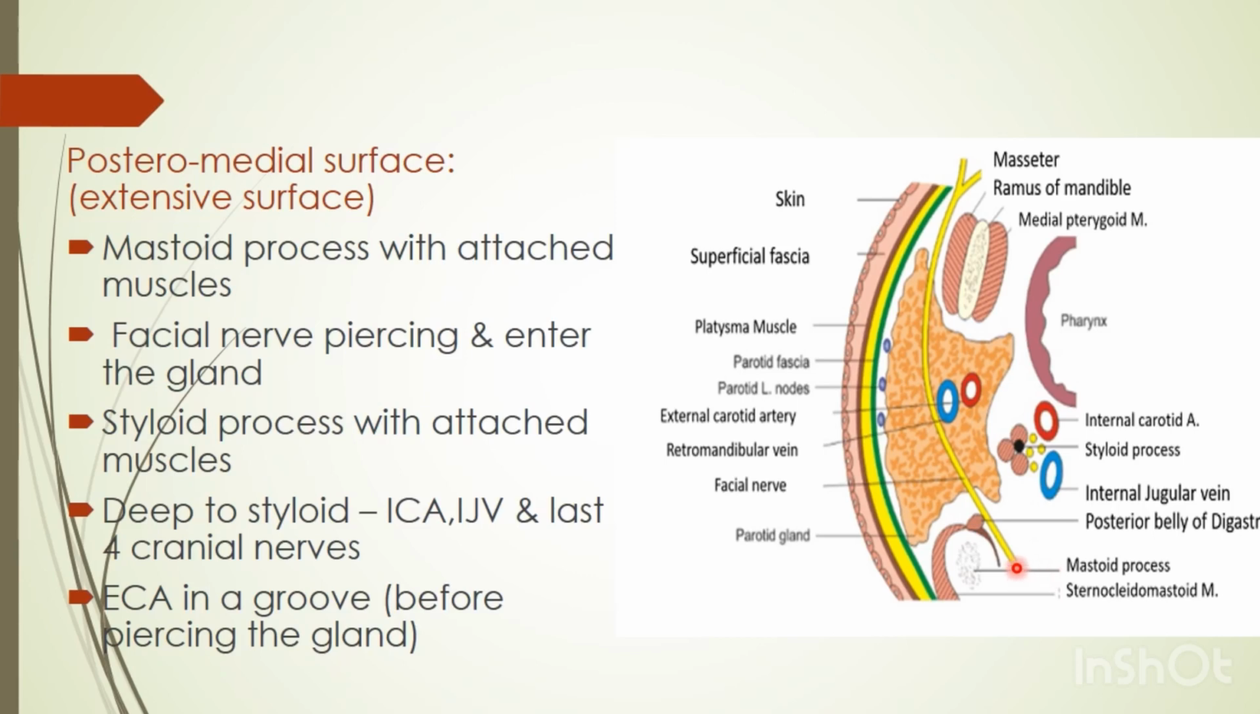And as you can see here, the facial nerve enters into the gland through the posterior medial surface. So the relations, as you can see here, are the mastoid process and its muscles, styloid process and its muscles, and the facial nerve enters the gland through this surface.